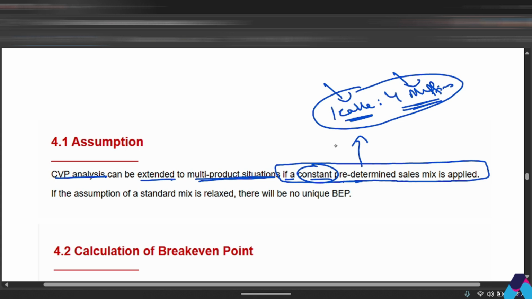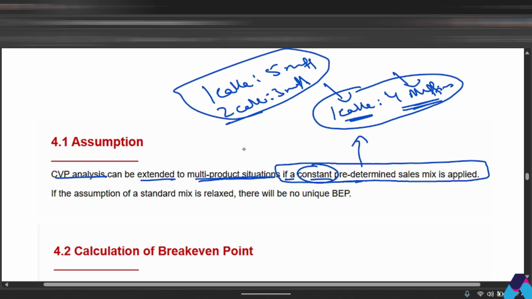But if I sell in a non-constant manner, for example, I sell 1 cake and 5 muffins, or I sell 2 cakes and 3 muffins, so every time my sales mix is changing, in that case, there would be no unique break-even point. And if you think about it, this makes sense, because if you don't have a standard mix, how can you calculate the break-even point? You won't have a proper standard mix to do your workings on.